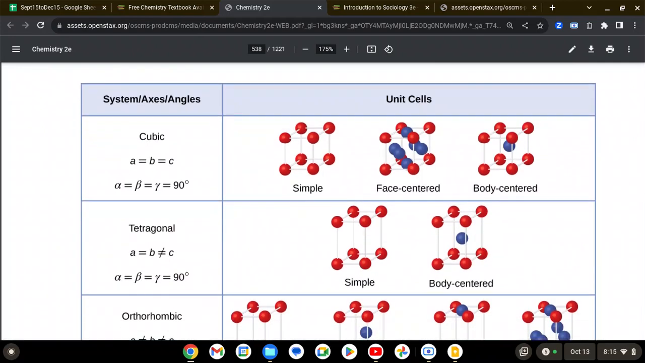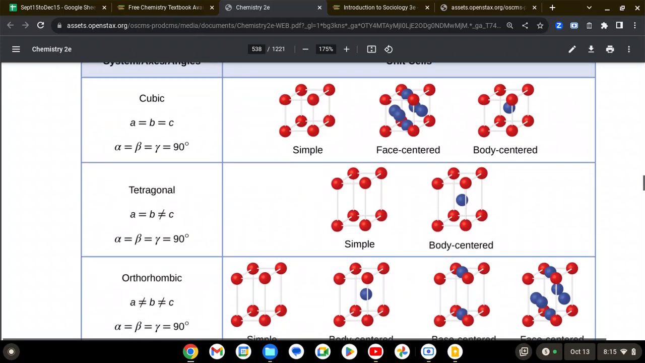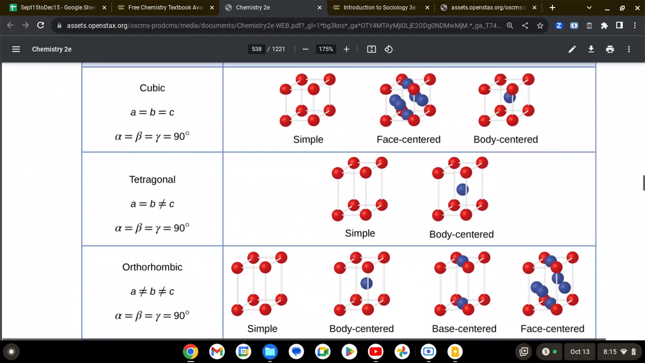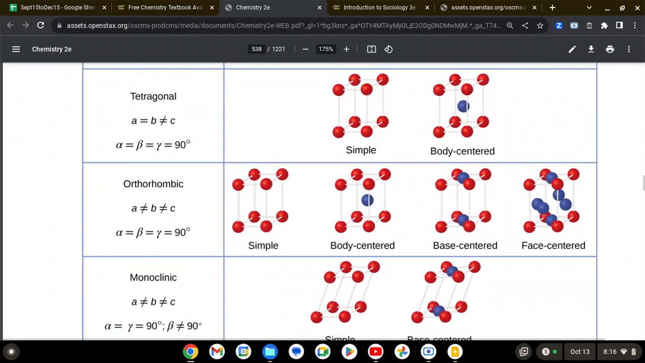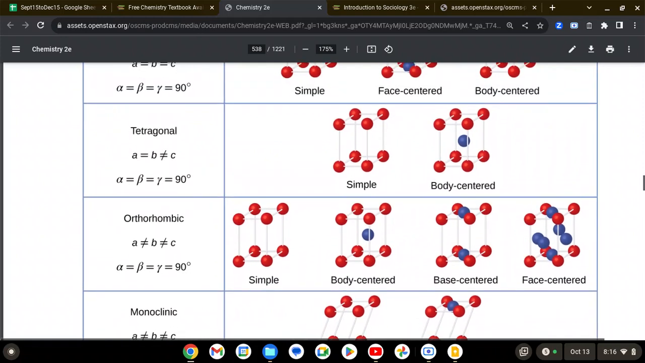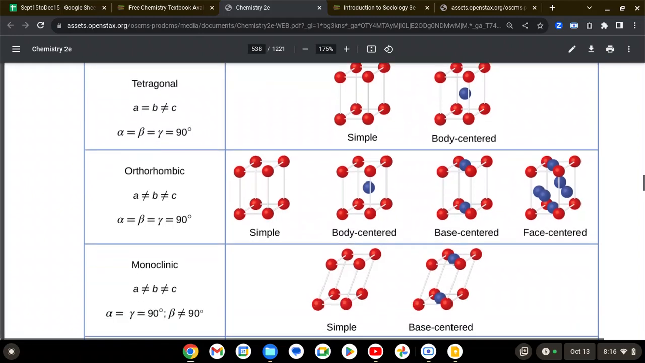You've got cubics, you've got tetragonals, which is basically just a cubic that's longer or shorter on one side. Orthorhombic. Okay, so in tetragonals, 2 sides equal each other. Monoclinic.